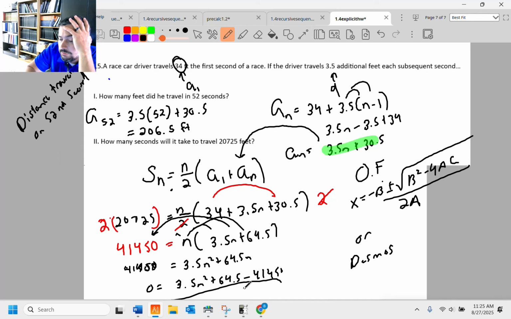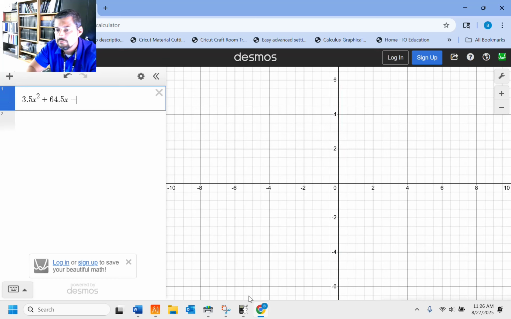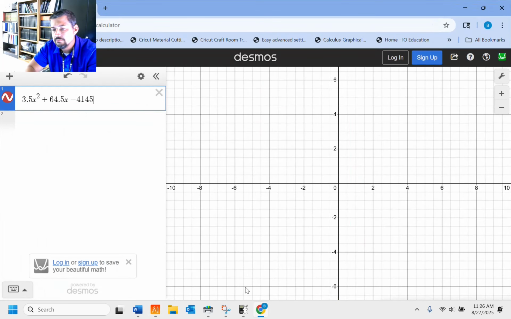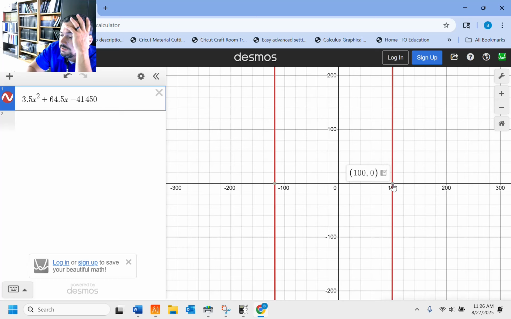So plus 64.5, there's supposed to be an n there. See, there's the bell. Minus 41,450. Okay, so I'm using what's called the zero product property, so I want to see where it touches. There she is. 100 seconds. There's also this guy over here, which is extraneous, but this is the answer I'm after.